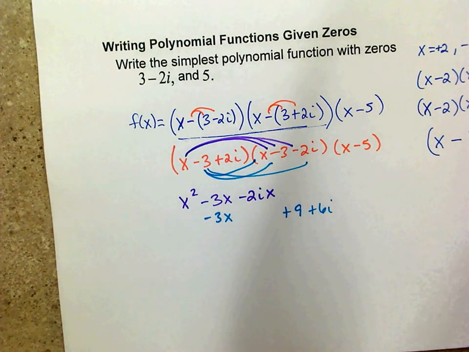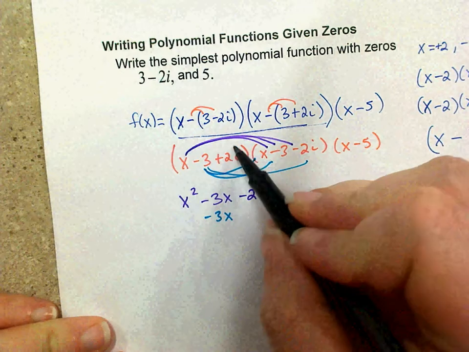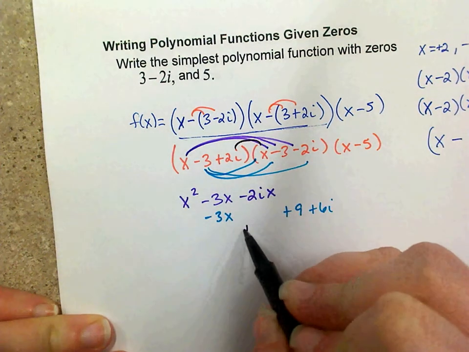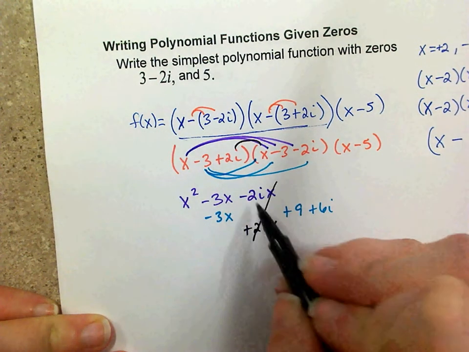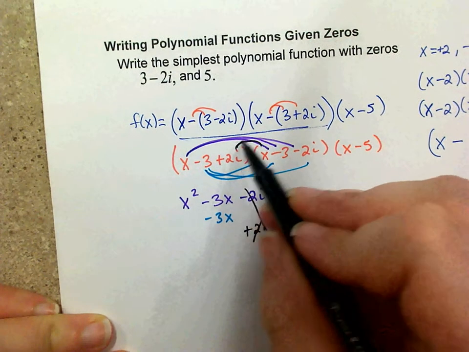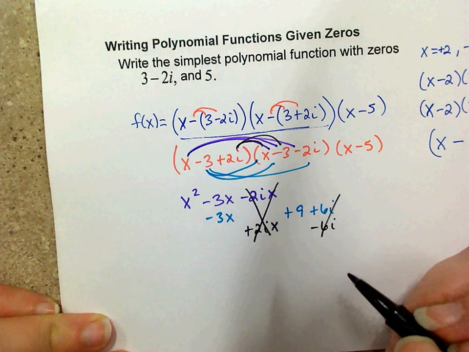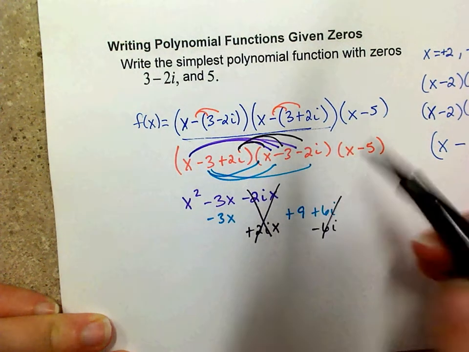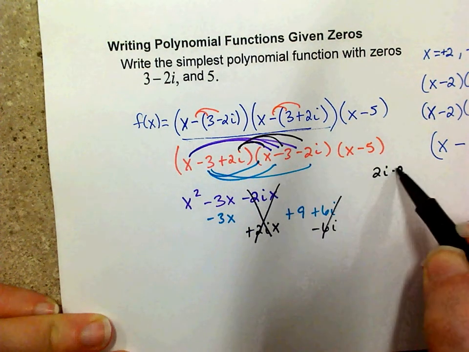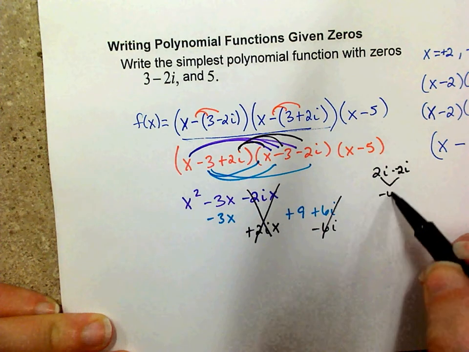Then we're going to distribute the 2i. So if you multiply 2i times x, you get a plus 2ix, which means those cancel each other out. 2i times negative 3 is a negative 6i, so those cancel each other out. And 2i times negative 2i is a negative 4i squared.